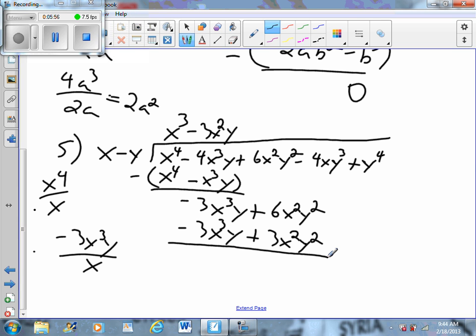Now, a common, careless mistake would be not to put parentheses around here, add the 6 and the 3 and get 9 here. That's not going to happen. Subtract. That's a negative. The first terms cancel, right? That's a negative 3 and a positive 6. Positive 3x squared y squared, right? Bring down the negative 4xy to the third.